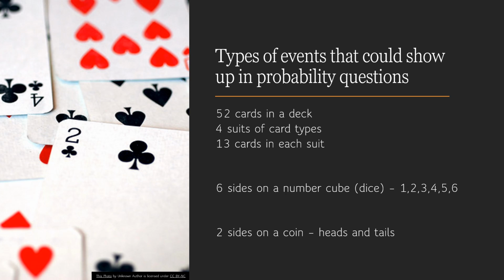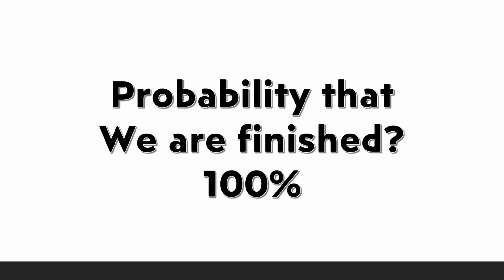We already talked about a number cube, or your dice. There's 6 sides, 1, 2, 3, 4, 5, and 6. And we've talked about a coin. There's 2 outcomes, heads and tails. And that's probability. And the probability that we are now finished with this lesson, guys, is 100%.